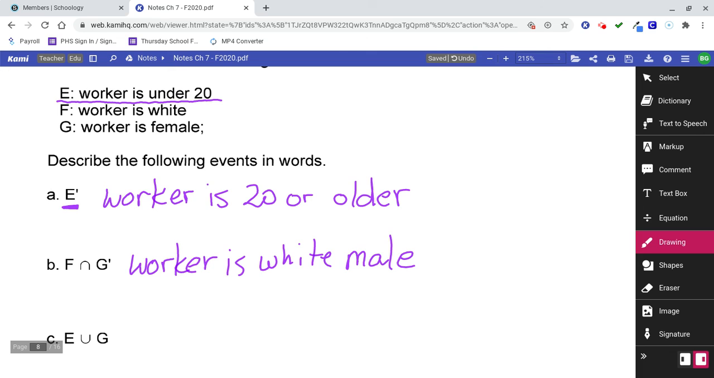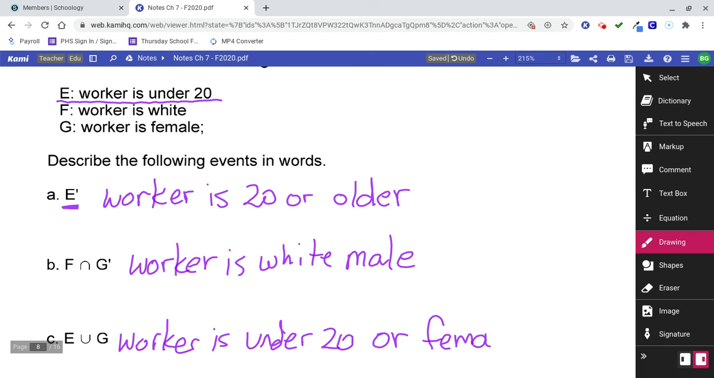E or G. That says or, right? E or G. So the worker is under 20 and female. I think I heard the wrong word. Or female, right? And there's a little bit of a difference, but we've got to read that as the word or. So otherwise correct. Worker is under 20 or female.